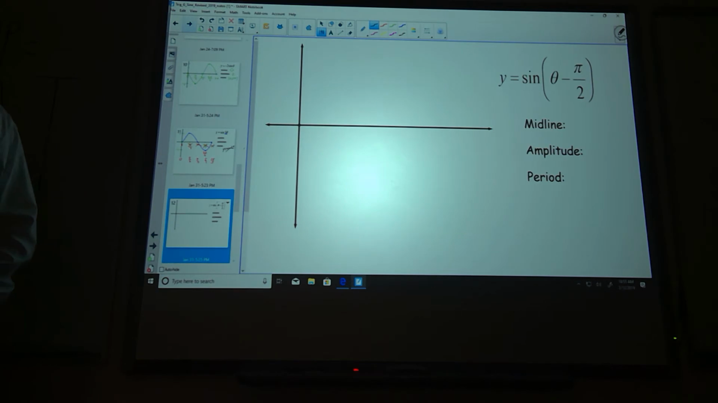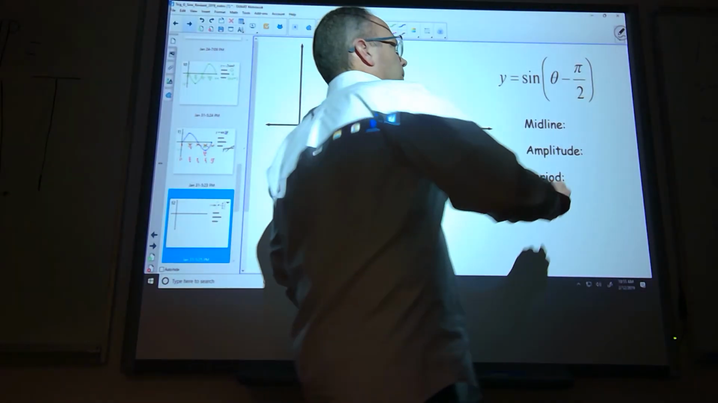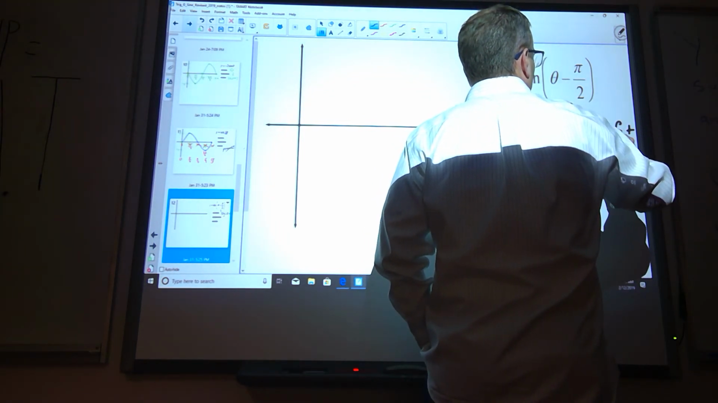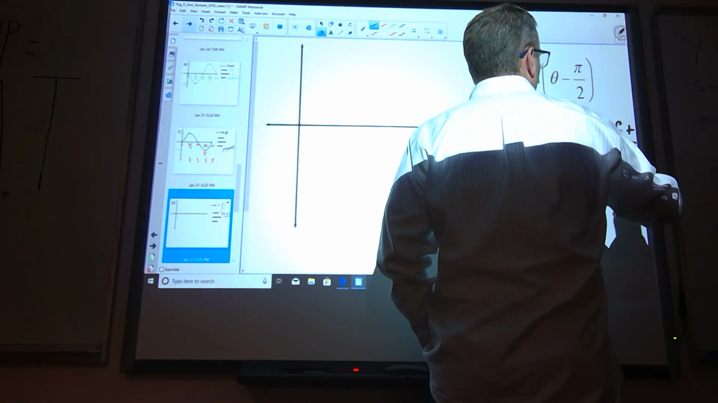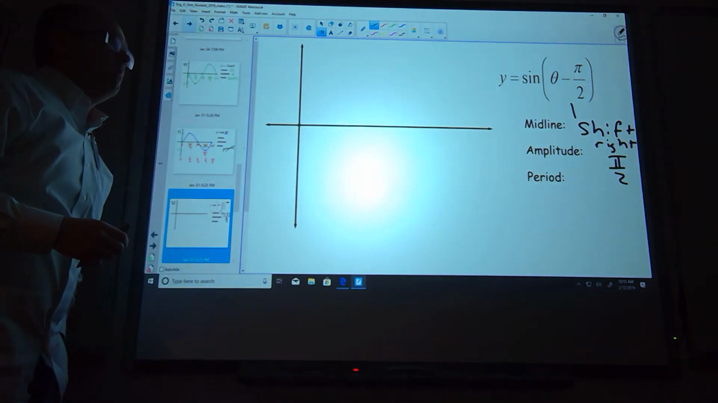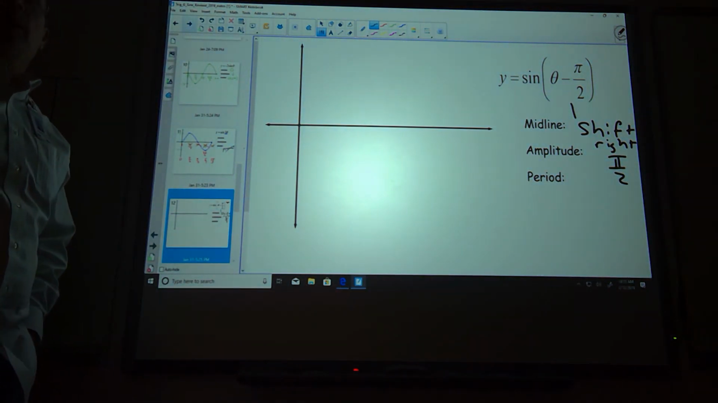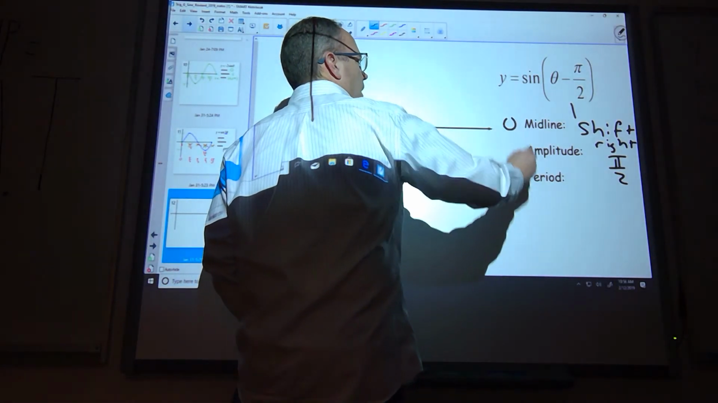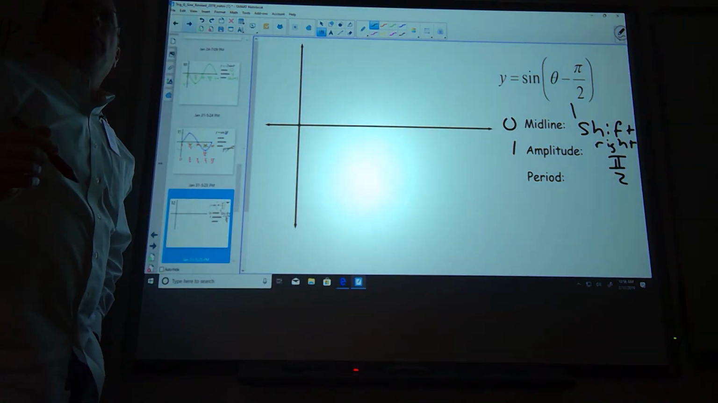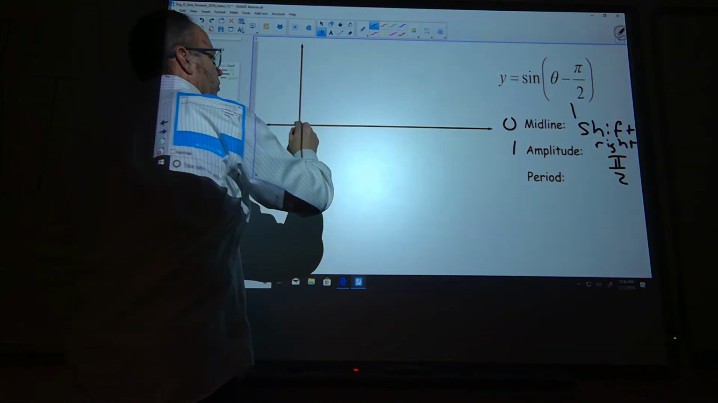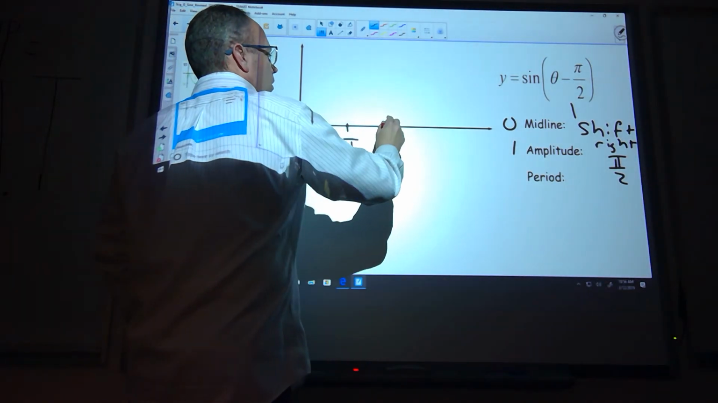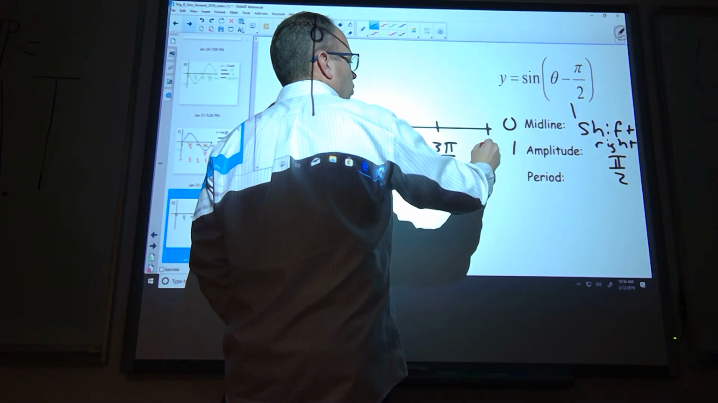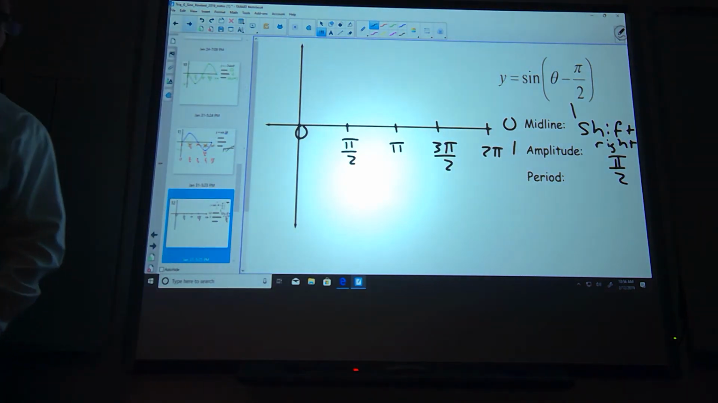All right. This, when it's grouped, means it will shift right by pi over 2. Shift right by pi over 2. Shift right by pi over 2. Ready? The midline here is still going to be 0. The amplitude is still going to be 1. Ready? Yeah. So 0, pi over 2, pi, 3 pi over 2, 2 pi. Still with me? Okay.